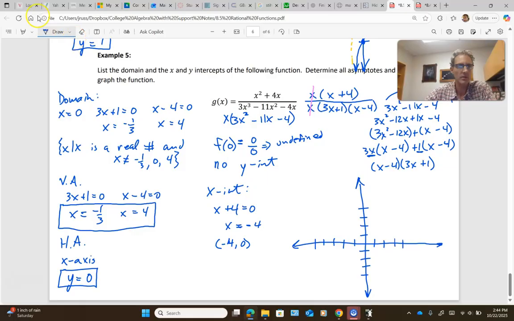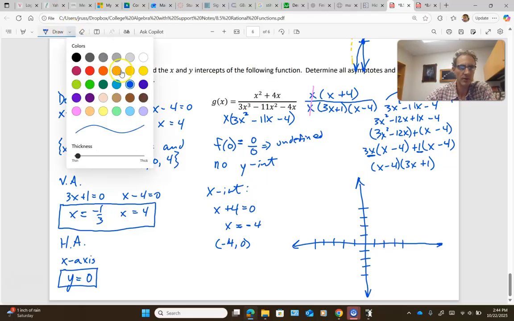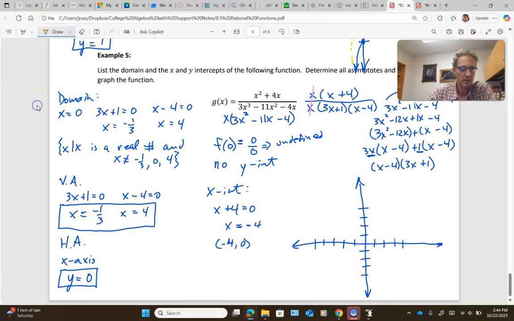Okay, so I'm going to sketch in my vertical asymptotes first. I've got one at negative 1/3 and one at 4. Negative 1/3 is a third of the way from 0 to negative 1 on the x-axis. Okay, so like that. And then my other one occurs at 4, so over here.